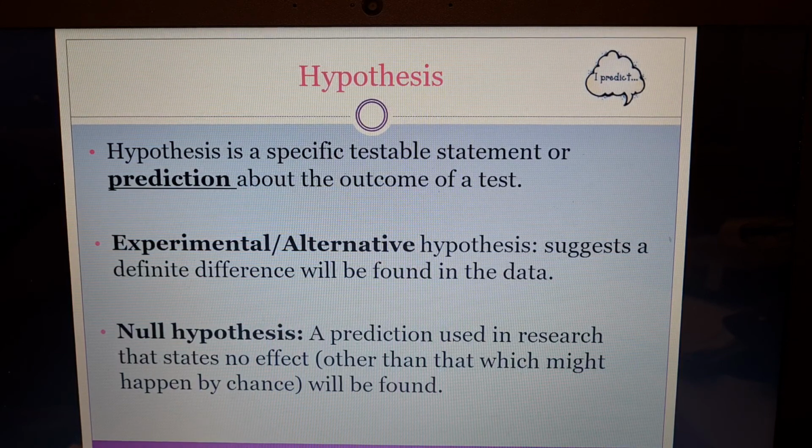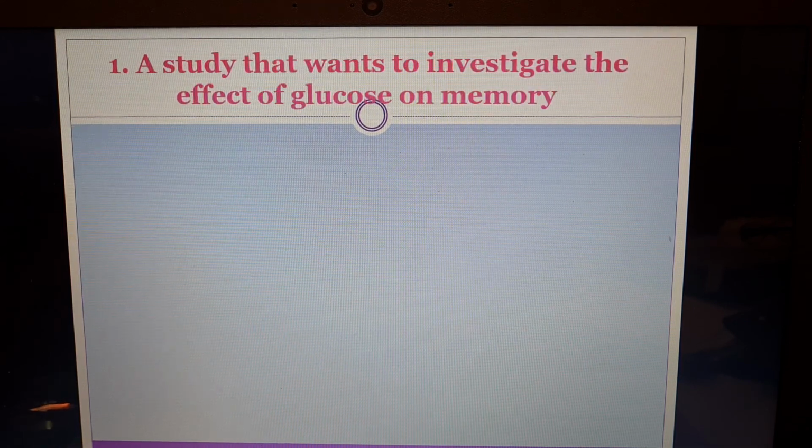So in psychology, we always have to consider that our results may not be necessarily due to the manipulation of the independent variable, and we have to always account for the fact that chance factors could have led to our results. So, examples of how to write experimental and a null hypothesis. I'm going to use this example of a study investigating the effect of glucose on memory.